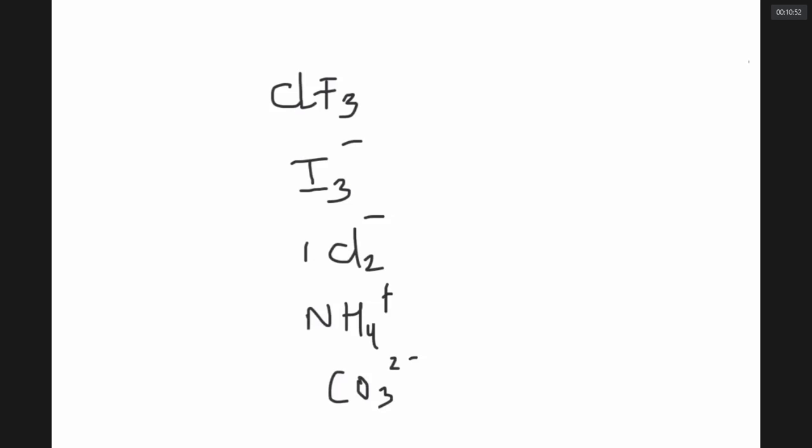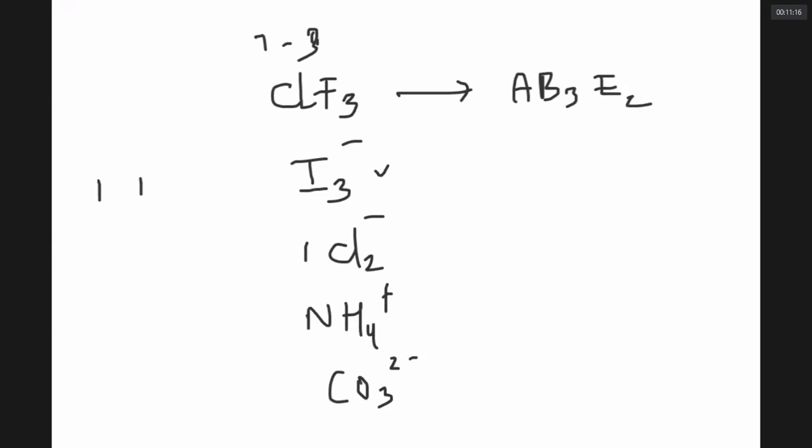Let us classify these cases. ClF3 is looking like AB3. Chlorine has 7 valence electrons, out of 7, 3 are used, so the type is AB3 with 2 lone pairs. Now I3 minus.